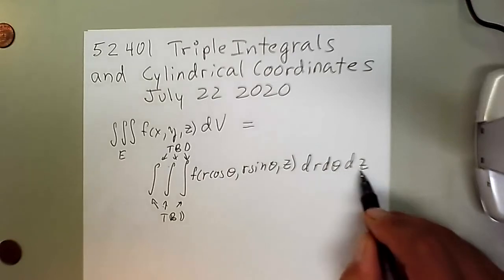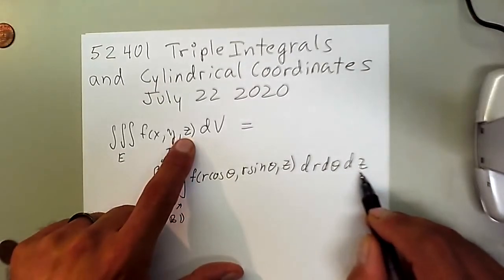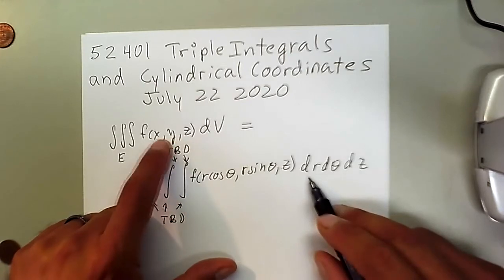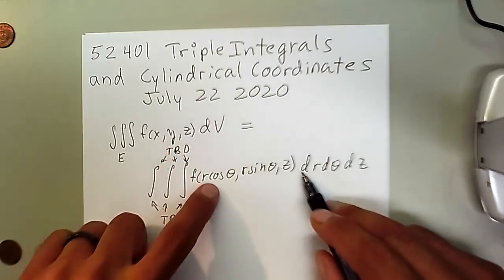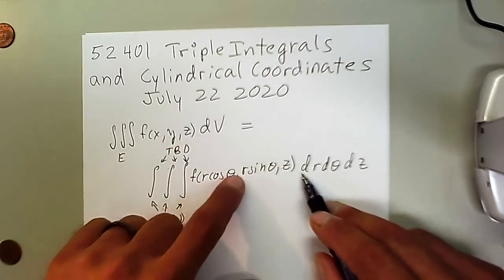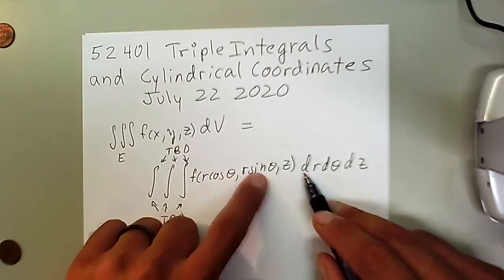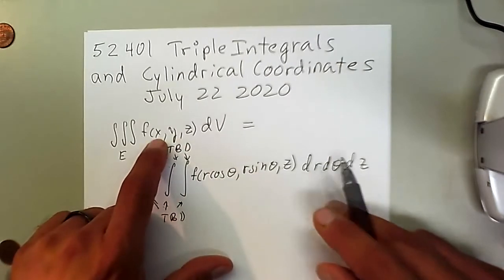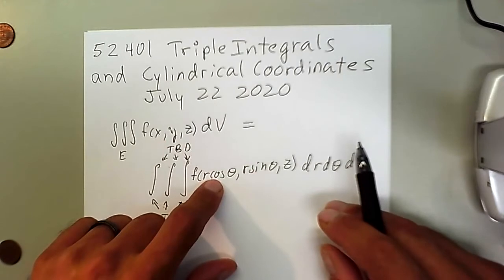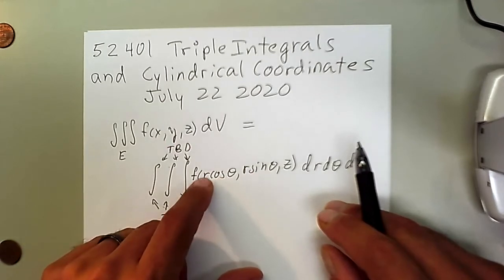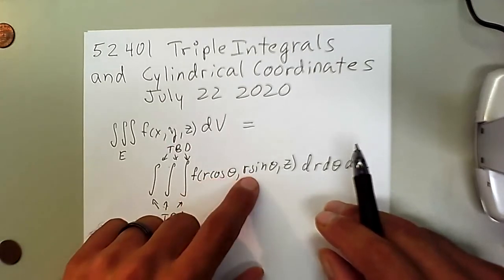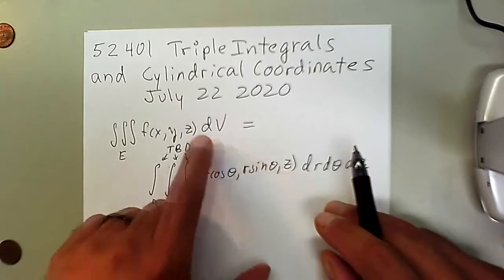So the z is the same. The z does not change. The x and y do change, not into r and theta respectively, because then there wouldn't be any change, but x becomes r cosine of theta, y becomes r sine of theta. So wherever you see an x in the original function, you put an r cosine theta. Where you see a y, you put an r sine theta. r cosine of theta, r sine of theta, and then the z does not change.